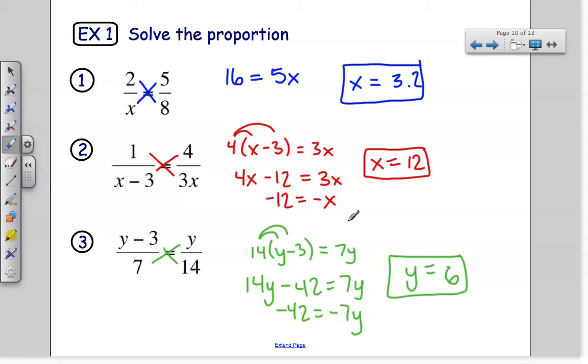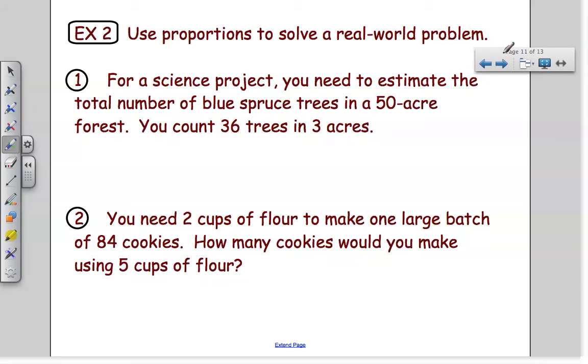So again, solving proportions, you cross multiply, make sure you put quantities in parentheses. Let's use proportions then to solve real life problems.